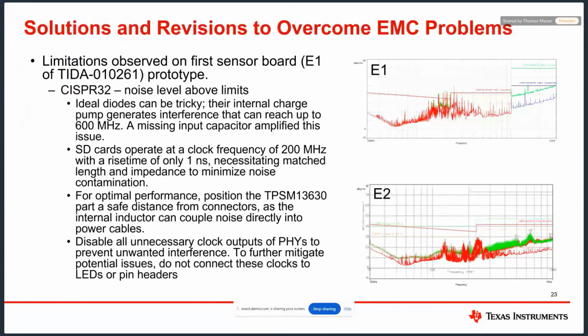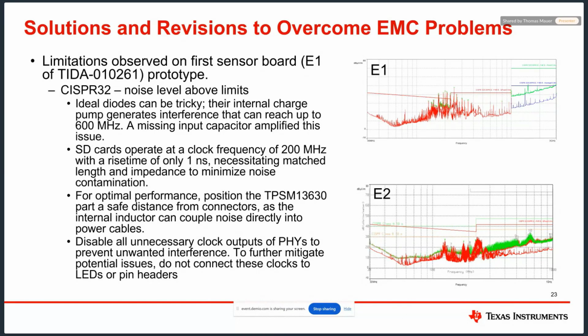I'm now summarizing here the solution and revisions to overcome these EMC problems. I showed here a graphic on the right side of the first prototype board. We call this E1. Based on all those findings, we have done a revision, which is then E2. So this is like a hardware revision. We basically addressed all the issues that we found and created an updated board.